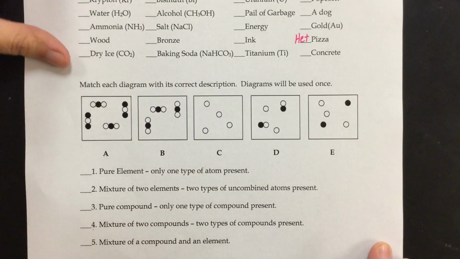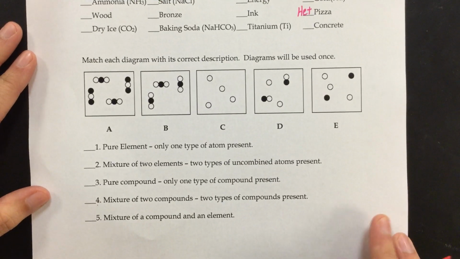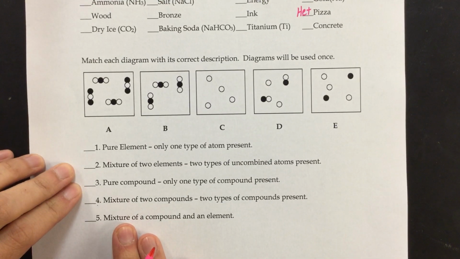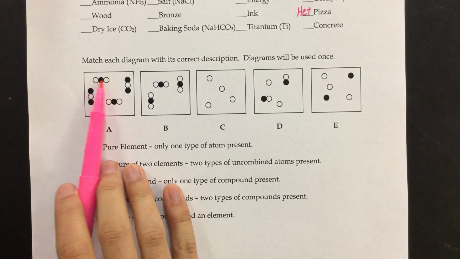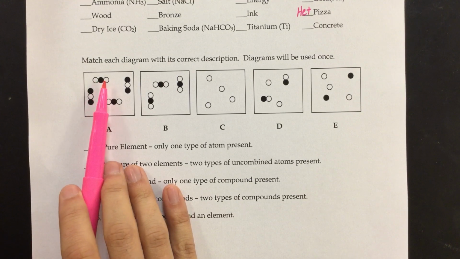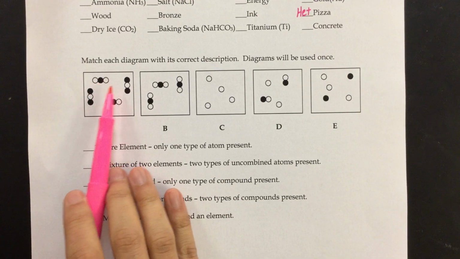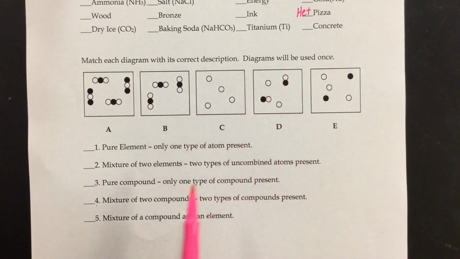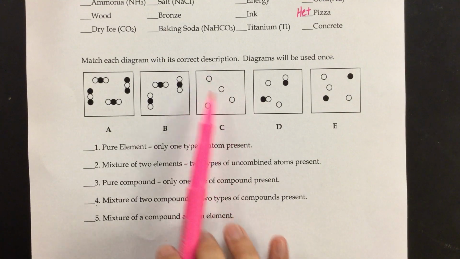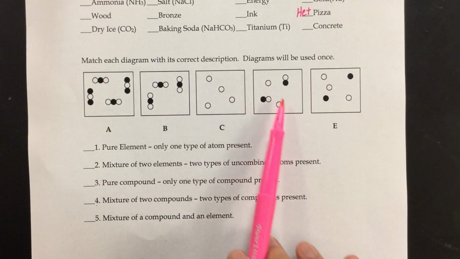The bottom part of the assignment is where you're using these diagrams and matching them with the descriptions. So each of these diagrams is showing you some picture of elements or compounds. You can recognize compounds because they are a combination of these circles, these either black or white circles. So those are compounds. And then the elements would be the single ones. So those are elements, and there are some elements here.